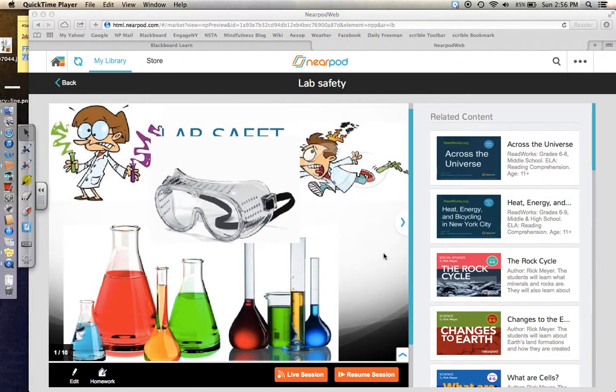Now, this is also mentioned in my reflection: when I imported my PowerPoint that I made today into Nearpod, the formatting of the pictures did not stay the same, so it's blocking some of the words. So that is something that I was disappointed in immediately.